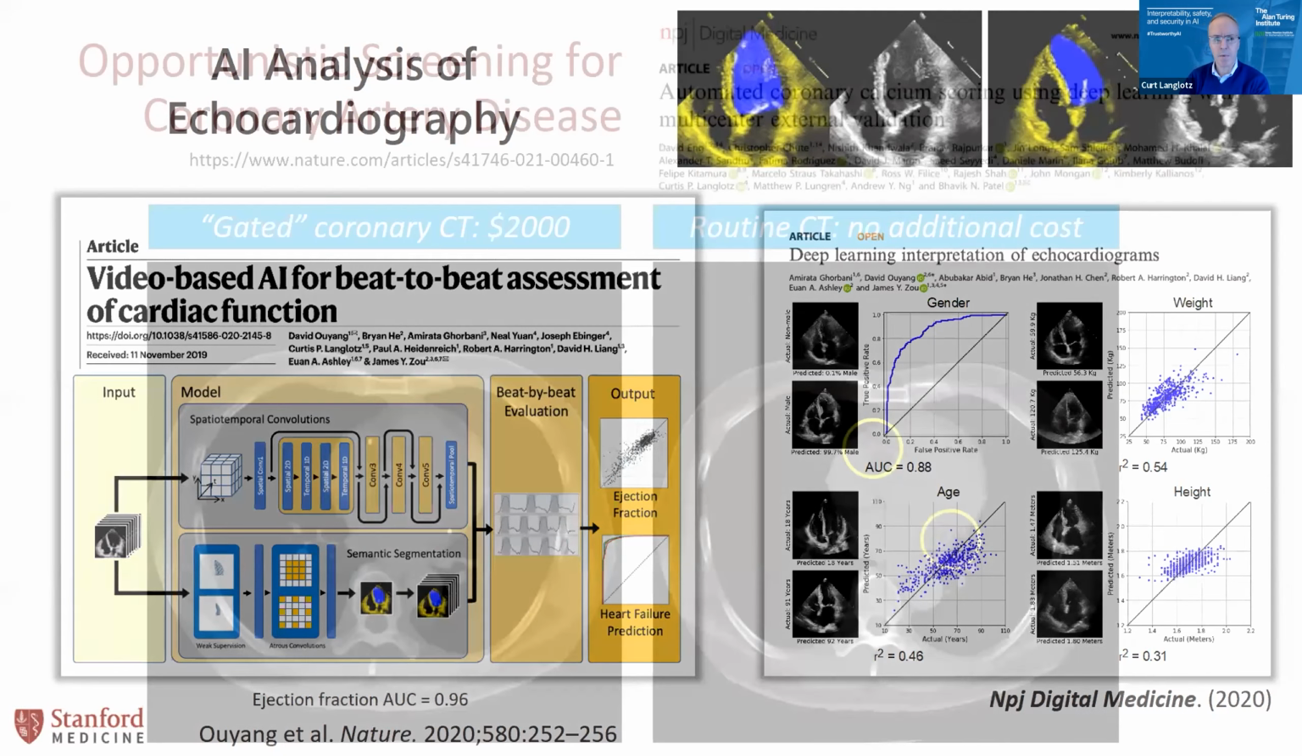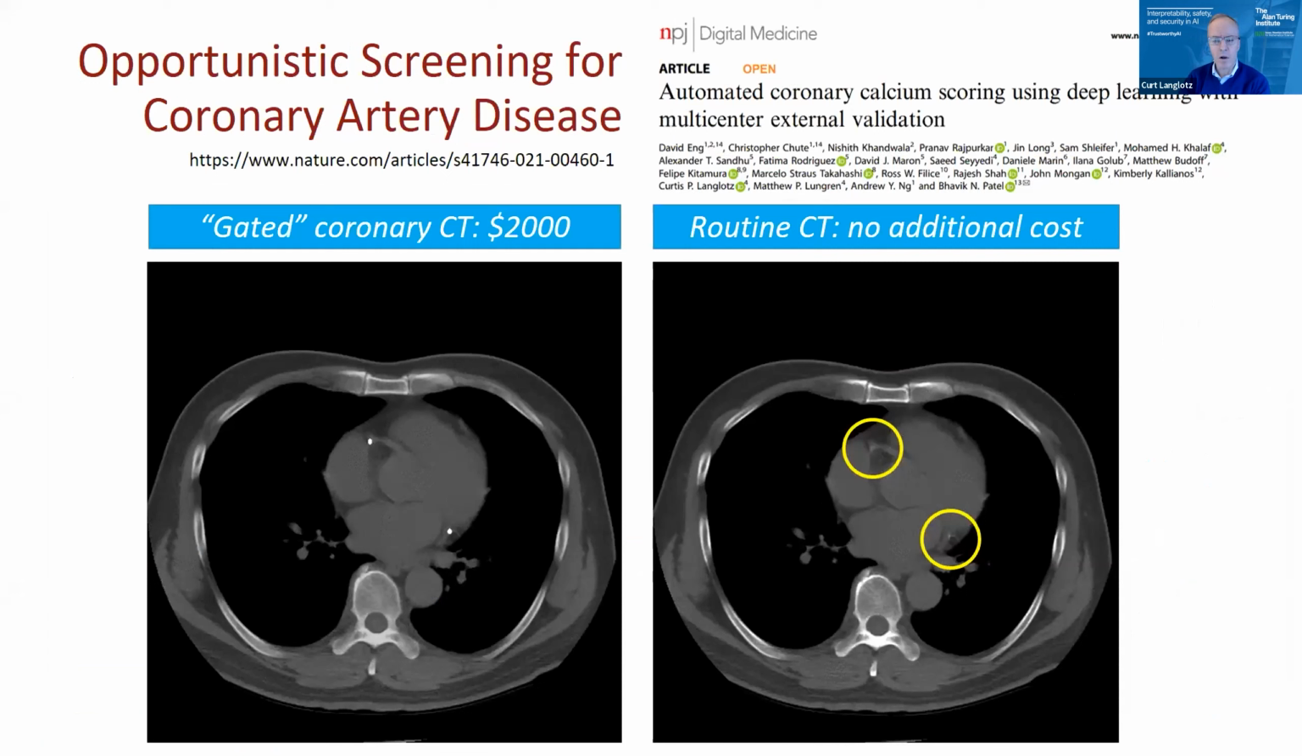Another interesting example relates to what I'll call population health screening or opportunistic screening. So this study on the left is what we call a gated CT study.